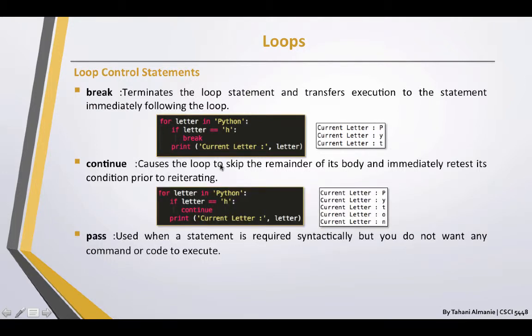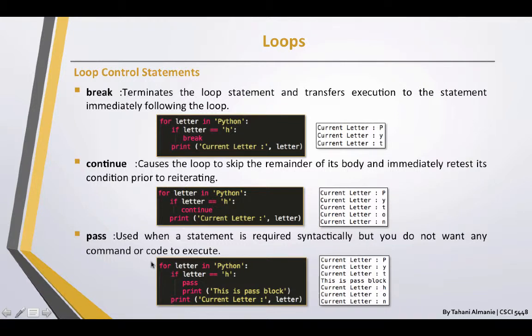Continue causes the loop to skip the remaining statements in the current iteration and moves the control back to the for loop. So here, when you reach letter H, the loop will skip H and continue. Pass statement is a null operation. Nothing happens when it executes, like what you see here. Actually, it's useful in places where you have some code that has not been written yet.